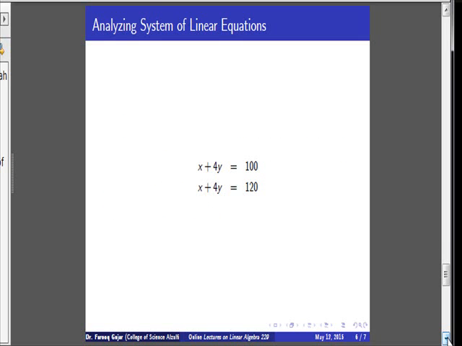We are considering two linear equations, x plus 4y is equal to 100 and x plus 4y is equal to 120. We are going to analyze whether the solution of these equations exists or not. This is very simple, but we have to check before going to our lectures.